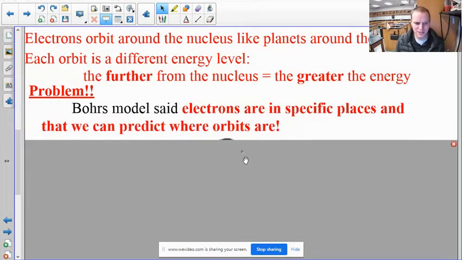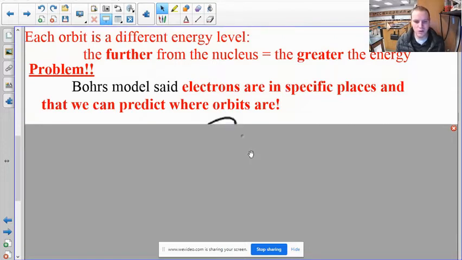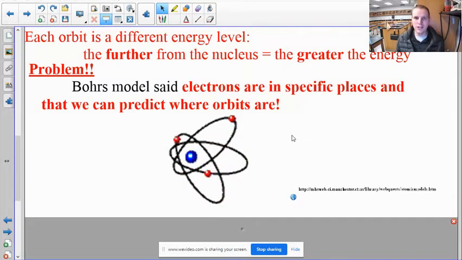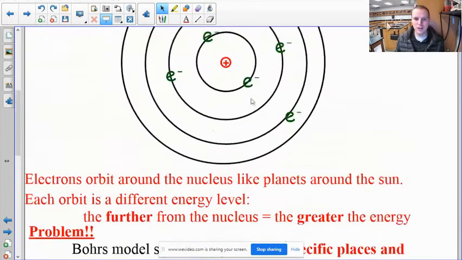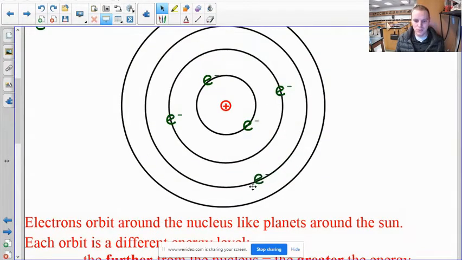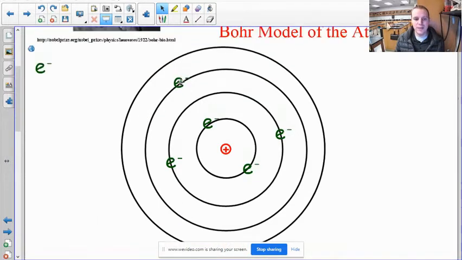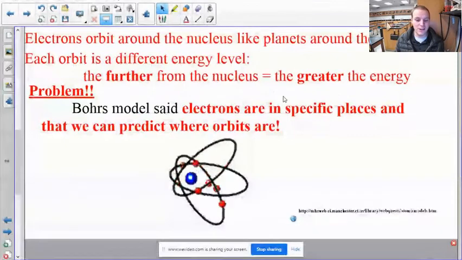Now, one kind of problem with this, so Bohr's model said electrons are in specific places and that we can predict where the orbits are at all times. So he was kind of like, okay, we should be able to predict exactly where an electron is at all times. So if it's on this perfect little path, perfect little circle, not going anywhere, not doing anything crazy. So he's like, okay, in 1 second, the electron should be here. And another second, the electron should be here. The next second after that, it should be here. So he was like, okay, electrons behave perfectly. They do exactly what we expect them to do, which we're going to find out here soon that that's not the case. And that was the biggest problem.